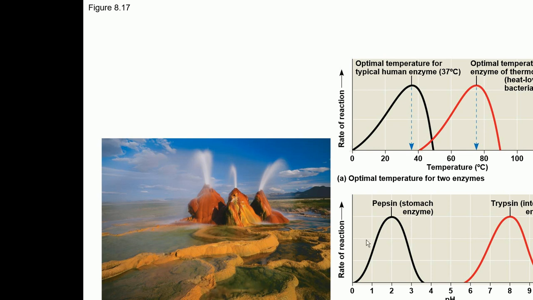And the majority of enzymes function best at a pH of 7. But there are again some exceptions, like the enzyme called pepsin. It's a stomach enzyme. It can work at an acidic pH of 2. Then there is trypsin. It is an intestinal enzyme, and it can work at a slightly alkaline pH.